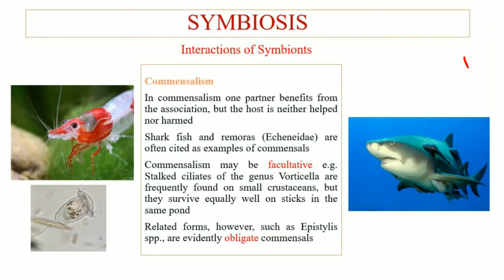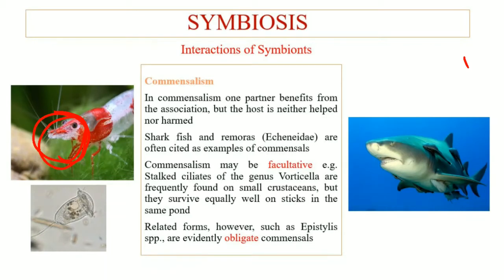So commensalism may be facultative in the sense that this association is not necessary for the survival of these commensals. So, for example, the stalked ciliates of genus Vorticella are found on small crustaceans. For example, here you can see in this figure, the whitish structures on this shrimp are the stalked ciliates that are present on the shrimp. So these stalked ciliates that belong to the genus Vorticella can also survive on the sticks that are present in the ponds. Okay, so on the other hand, commensalism can also be obligatory.